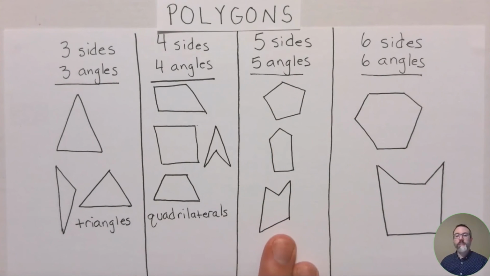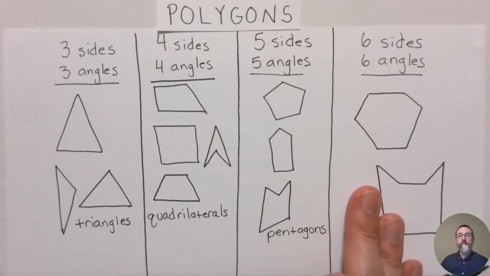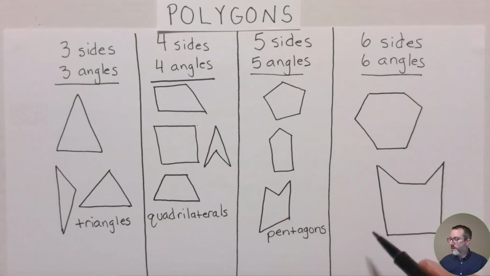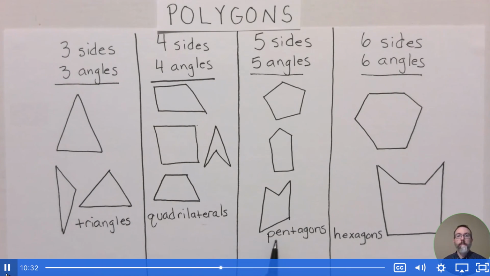With 5-sided shapes, all 5-sided polygons, penta means 5, so these are pentagons. And finally, hexa means 6, so these are called hexagons. I want you to say all those words with me. Ready? Triangles, quadrilaterals, pentagons, and hexagons.